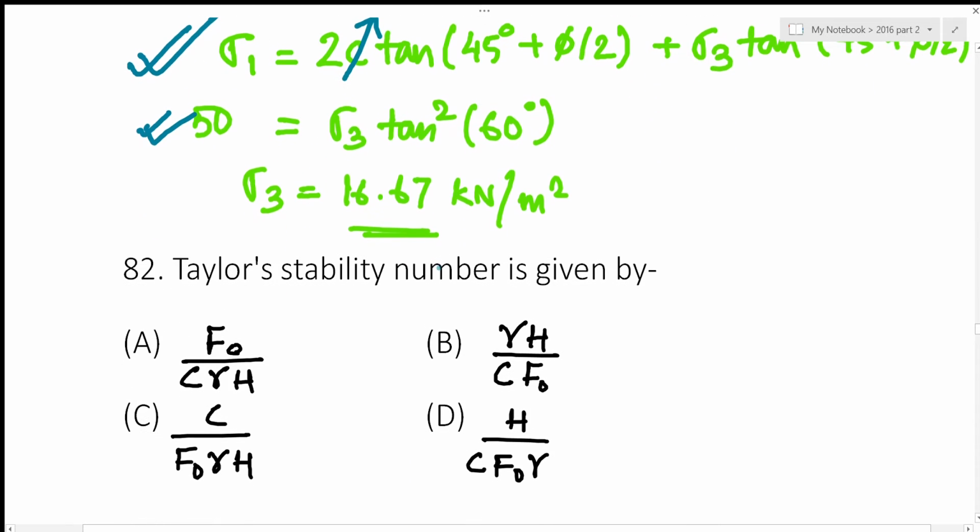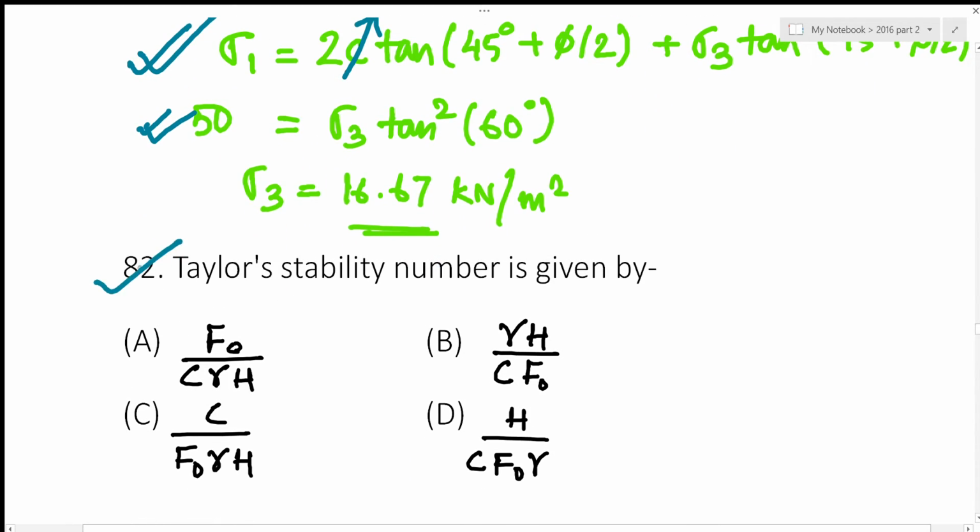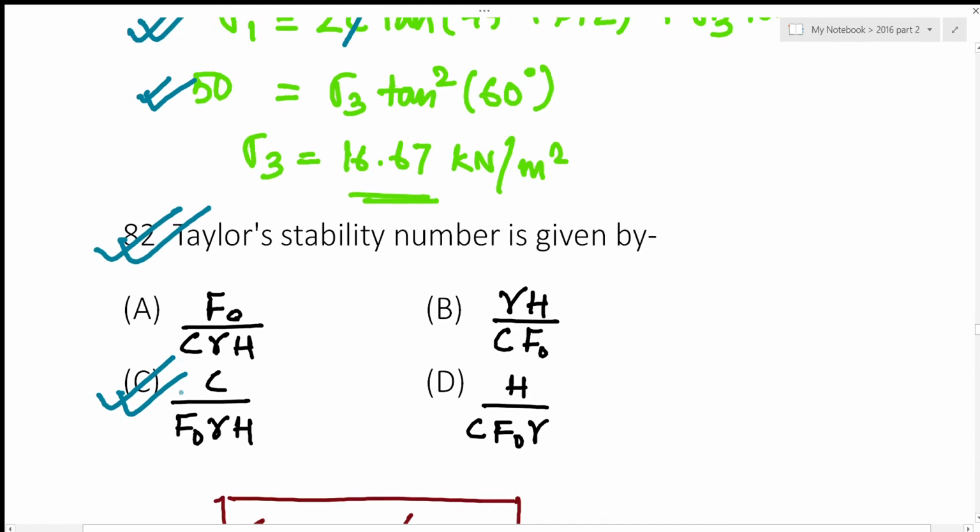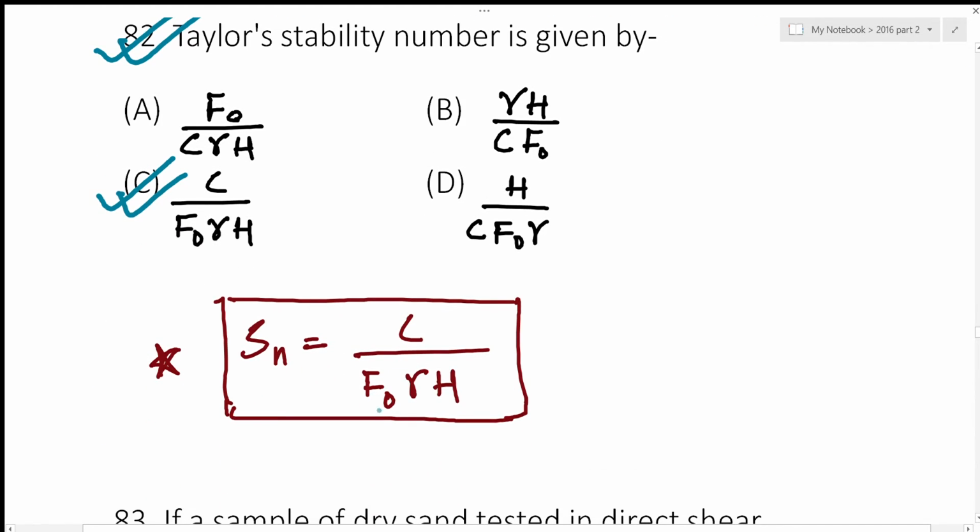The next question is, Taylor's stability number is given by. The answer is very simple. Taylor's stability number is given by this particular formula, C by F naught gamma H.